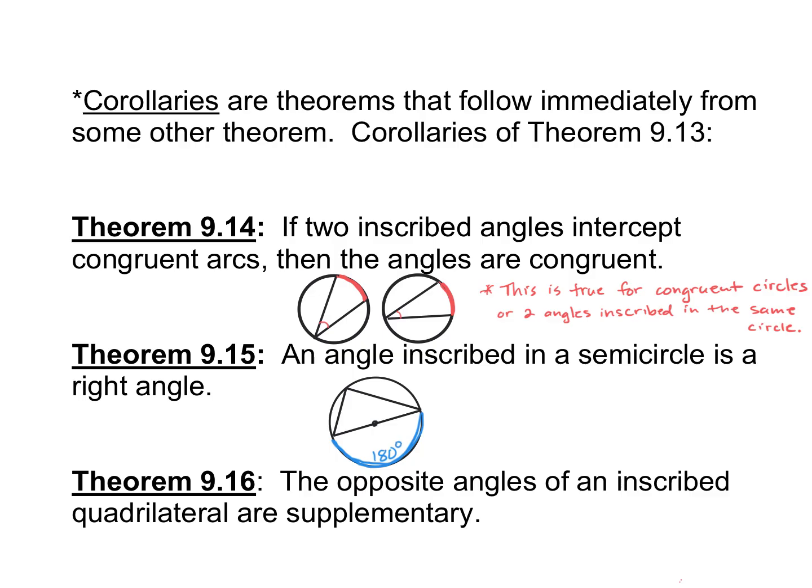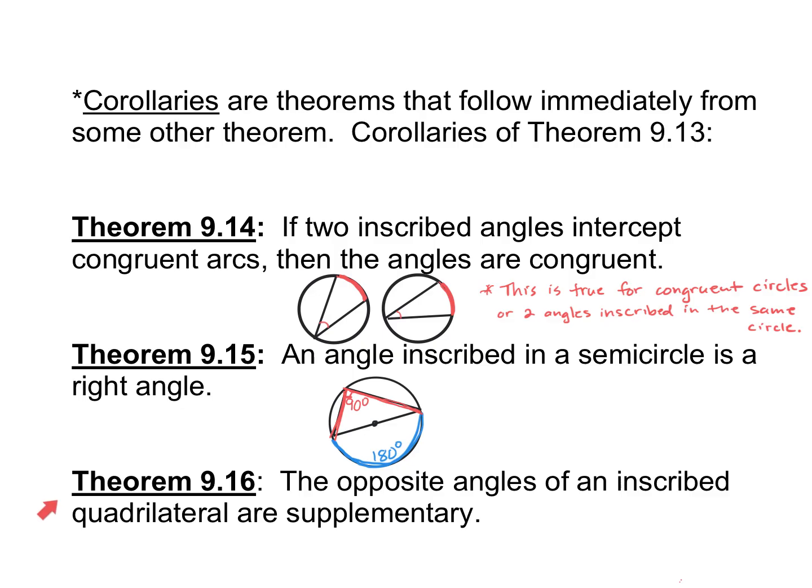And we just learned that the measure of an angle that's inscribed is 1/2 of the measure of the intercepted arc. That means this angle right here must be 90 degrees because it has to be 1/2 of the arc that it intercepts. So any triangle that's inscribed in a semicircle is going to have a right angle.